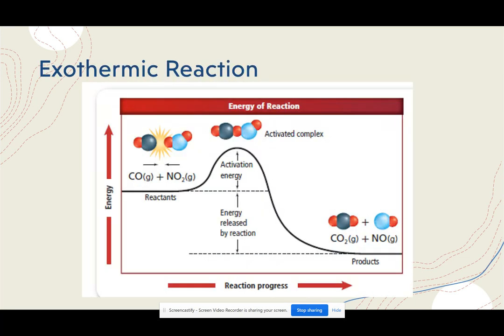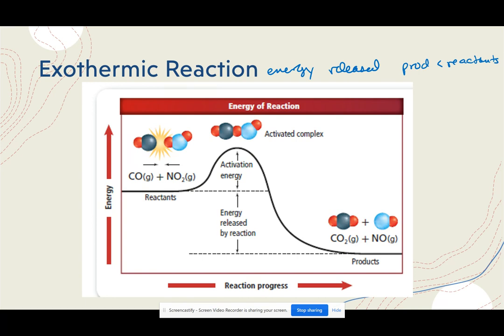This is an energy diagram for an exothermic reaction. Energy diagrams have some specific pieces that they all have in common that we're going to talk about here. So an exothermic reaction is one in which energy is released, so your products are of lower energy than your reactants. So that's why this hill looks like this.